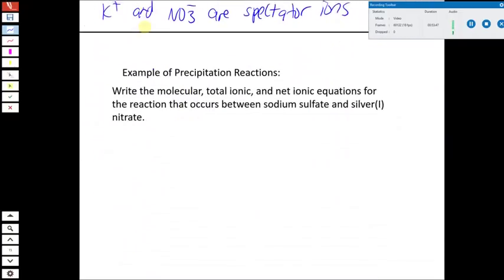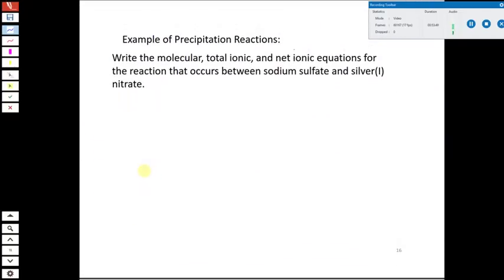So let's get one example of a precipitation reaction, just to take it from start to finish. So we want to write the molecular, total ionic, and net ionic equations. Typically in homework problems, you would identify one of these three, not all three of them. But let's do all three steps of getting these three types of equations for the reaction that occurs between sodium sulfate and silver 1 nitrate. Okay? So it's again silver nitrate, but this time a different reactant that we're pairing it with.